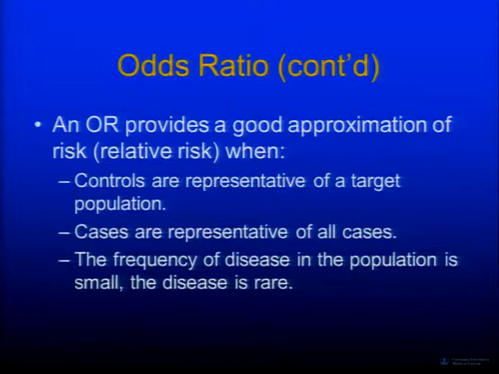So, the odds ratio is a good approximation of risk, or the relative risk, which we're going to talk about next week with the cohort studies, under certain conditions. We don't do case control studies because the value of the odds ratio is so great. We do it because under certain conditions, it really is going to give us almost as good an estimate as if we did a huge cohort study. The indications for when we're going to get a better approximation of the relative risk are, first of all, that the controls are representative of a target population, and I'll go through an example of that. Also, that the cases are representative of all cases, and that the frequency of disease in the population is small, or that the disease is rare. So again, always have that buzzword: case control, rare, good. Then our odds ratio is a pretty good estimate of the relative risk.